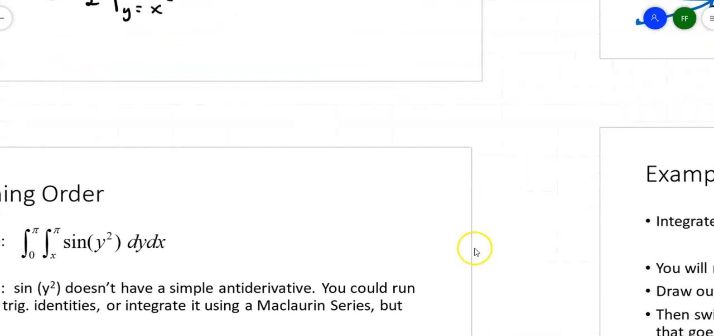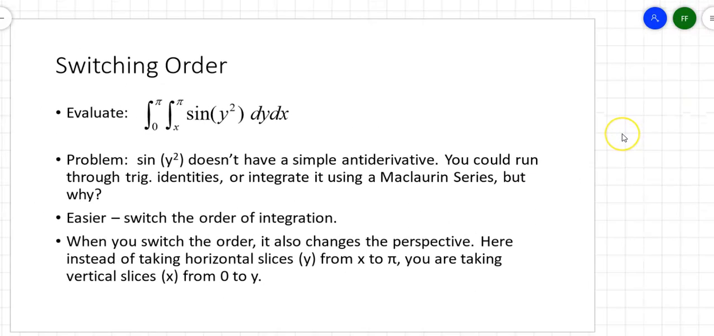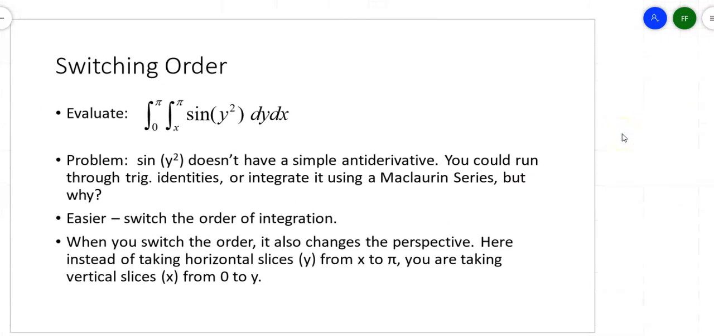All right, let's take a look at this one over here. This is a double integral with the sine of y squared dy dx. So, what's my issue? My issue is that the sine of y squared doesn't have a simple antiderivative. No, you can't make it negative cosine of y to the third over 3. It doesn't work that way.